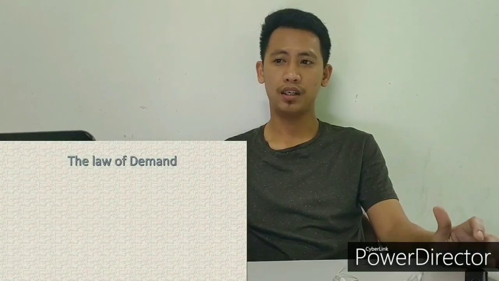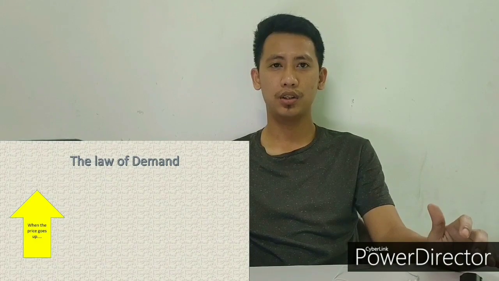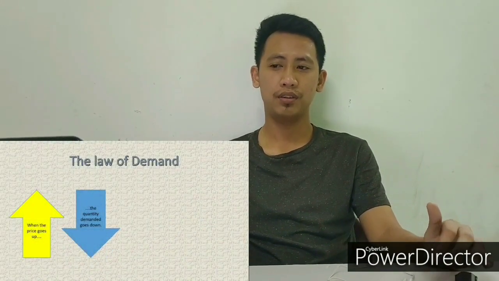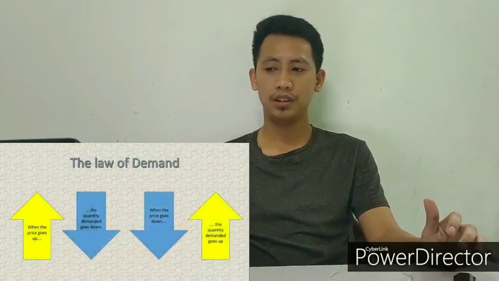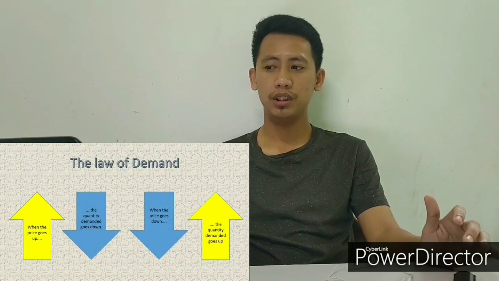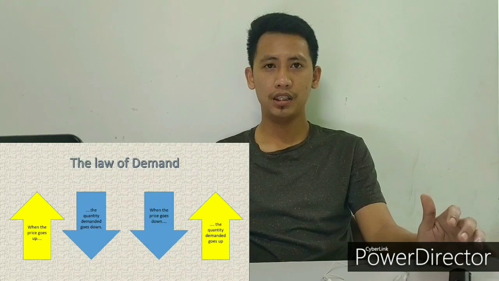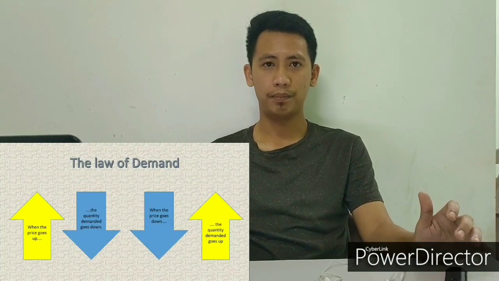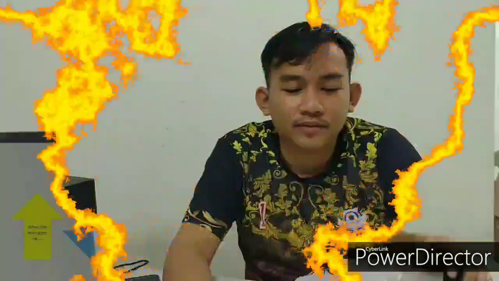The law of demand says that when the price goes up, the quantity demanded goes down, and when the price goes down, the quantity demanded goes up. In economics, demand is explained as a function of price. It means if the price increases, the demand for the product decreases.